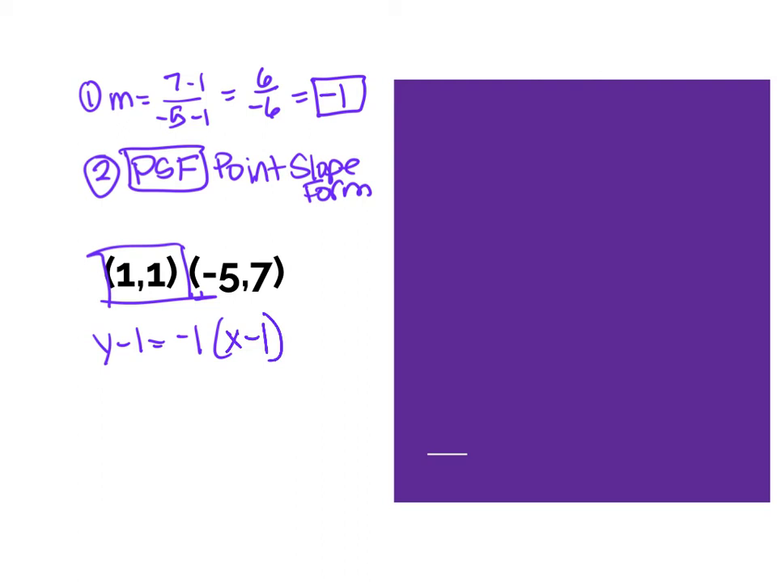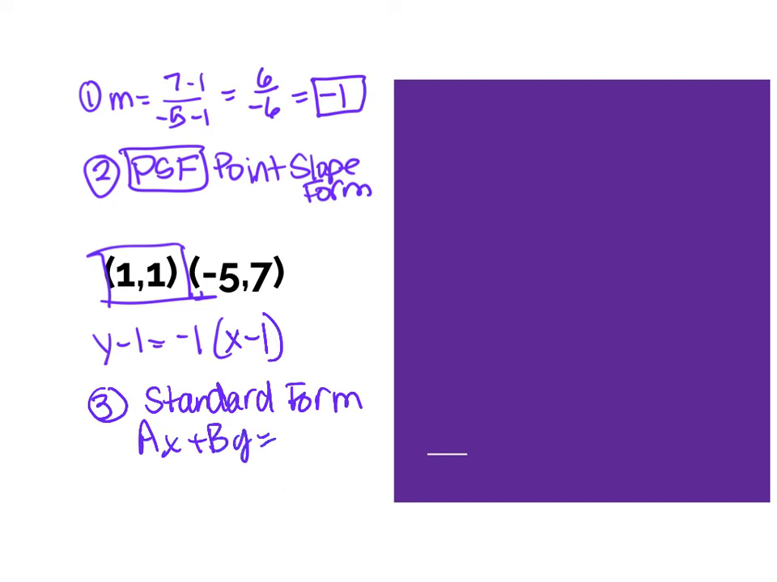So now we can go ahead and start writing it in standard form, which will look like this: ax plus by equals c. So let's go ahead and I'm going to move it over here. Y minus 1 equals negative 1 times x minus 1. So my first step, I'm going to need to distribute this negative 1. So I'm going to have y minus 1 equals negative, or the opposite of 1x, or 1x plus 1.